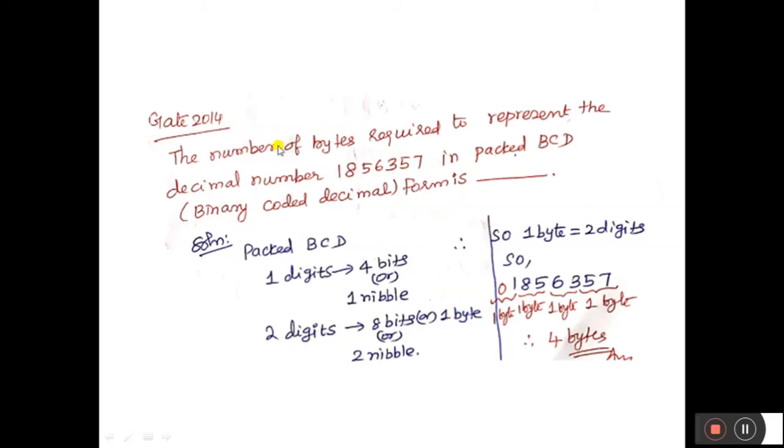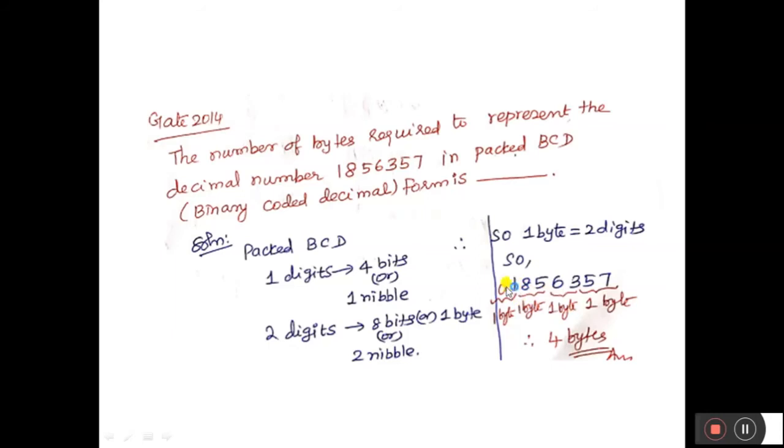The question they are asking is the number of bytes required to represent the decimal number. So 1 byte equals 2 digits. So the given number is 1856357. If I combine these two digits, I can take it as 1 byte. If I combine these two digits, I take it as 1 byte. And 85, I can take it as 1 byte.